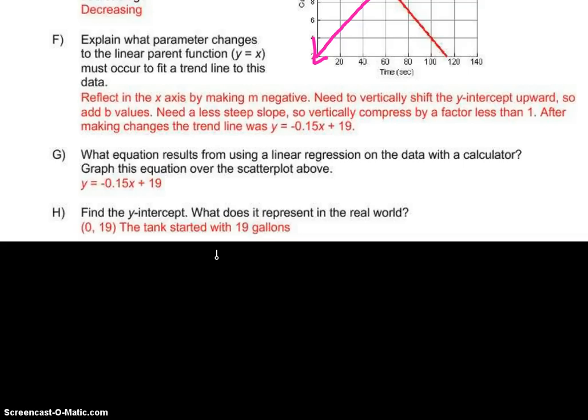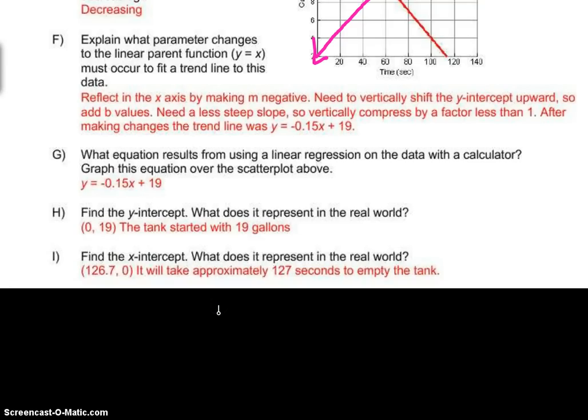So now let's look at I. I says find the x-intercept, and what does it represent in the real world? So here, in order to find the x-intercept, you are going to plug in a 0 for x, or excuse me, you're going to plug in a 0 for y, and you're going to solve. So what you should have answered is your x-intercept is approximately 126.7, 0. And here, that means that in about 120 seconds, my tank will actually be empty.